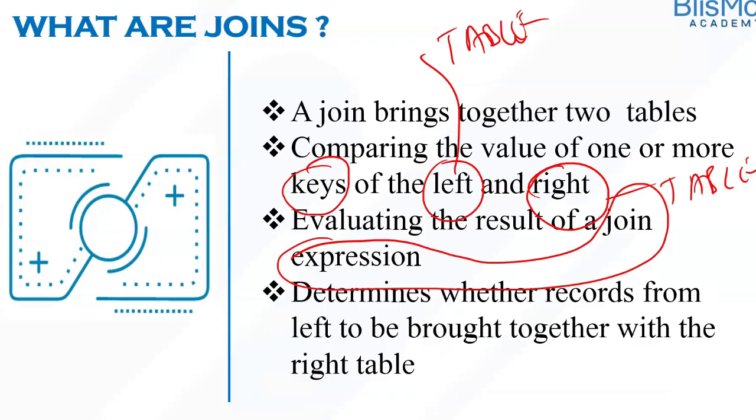One more thing is, it determines whether the records from left are to be brought together with the right table. Whenever you are joining, the idea is to bring together the relevant records of both the tables. That is the whole point of join, isn't it? So joins, based on the expression, determine whether the records from the right should be brought together with the left. Those are joins. Let us understand in a bit more detail.